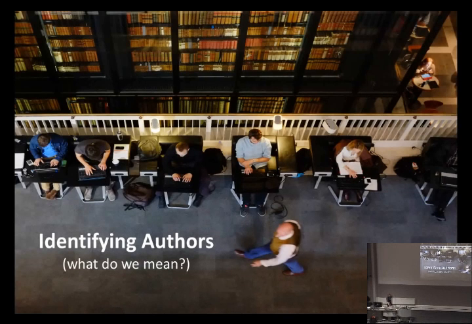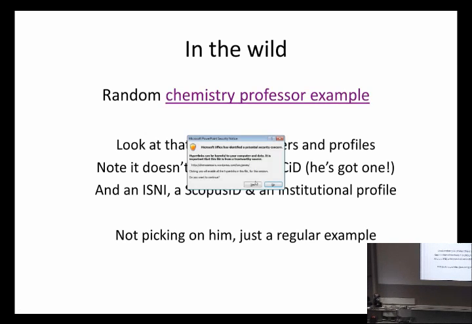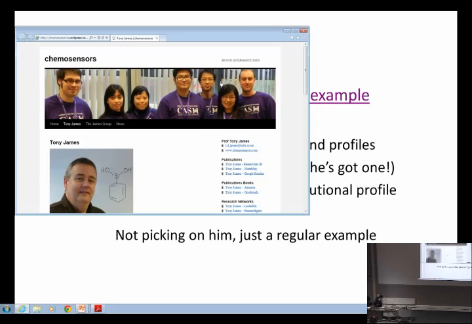So, in the wild, Lucas was an example I talked to yesterday, but when we've been doing these things, we've just been picking people at random to get a feel for the landscape. And I've got a random chemistry professor. I hope he doesn't mind me picking on him. He's not in the room, I imagine, but I'm sure he doesn't mind. He's just a real random example and quite typical of the space. So this guy, he's a chemistry professor, Tony James.